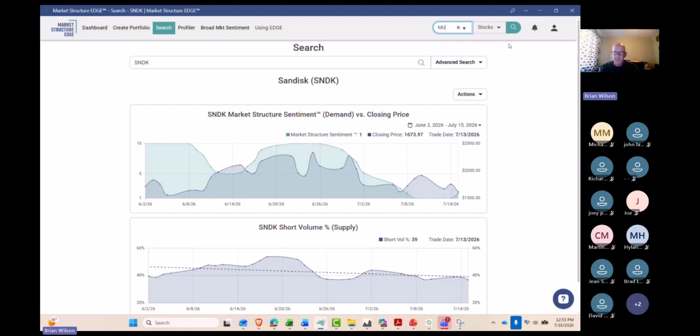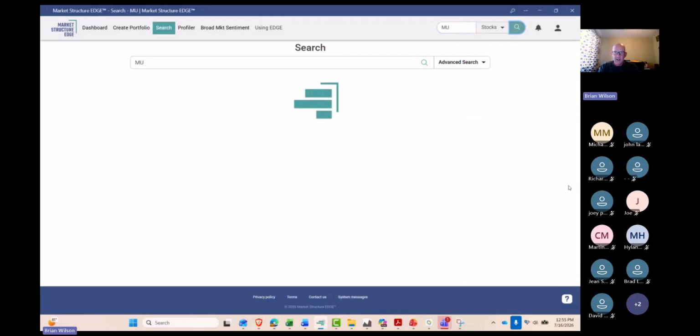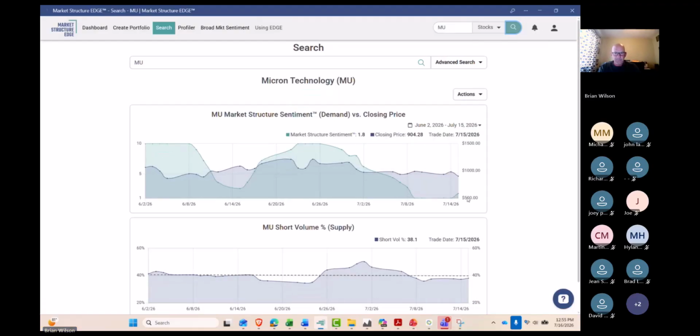And I think Micron will probably be very, very similar. Just getting back to one, just now starting to peak higher. Once again, if you're a deep value investor, you could potentially take a chance here. The safer play is to wait until it moves back above neutral.